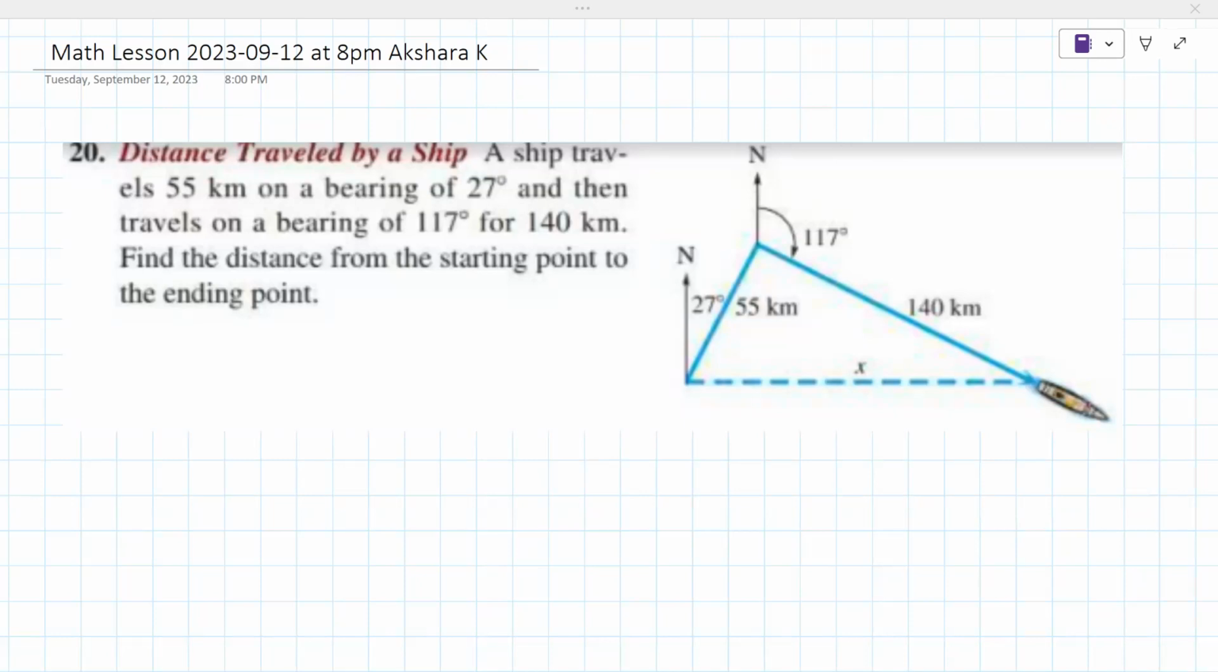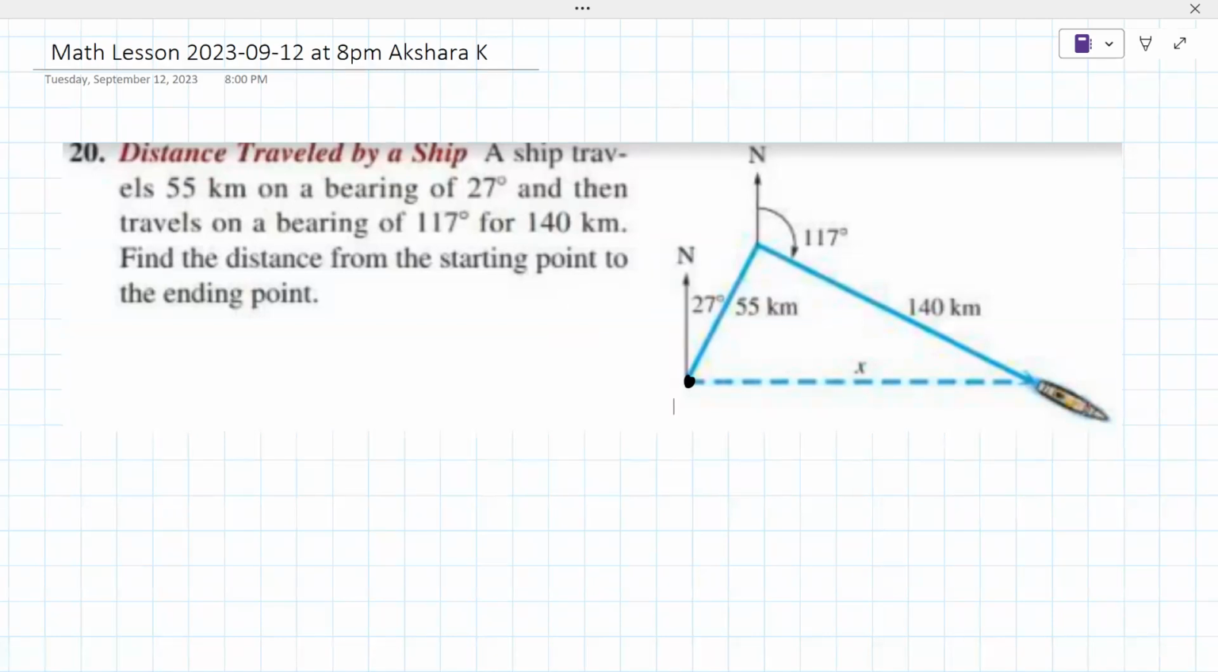Using the calculator, you might get a calculator and non-calculator section of your test or quiz. This is definitely a calculator question. A ship travels 55 kilometers on a bearing of 27 degrees, and then travels on a bearing of 117 degrees for 140 kilometers. Find the distance from the starting point to the ending point.